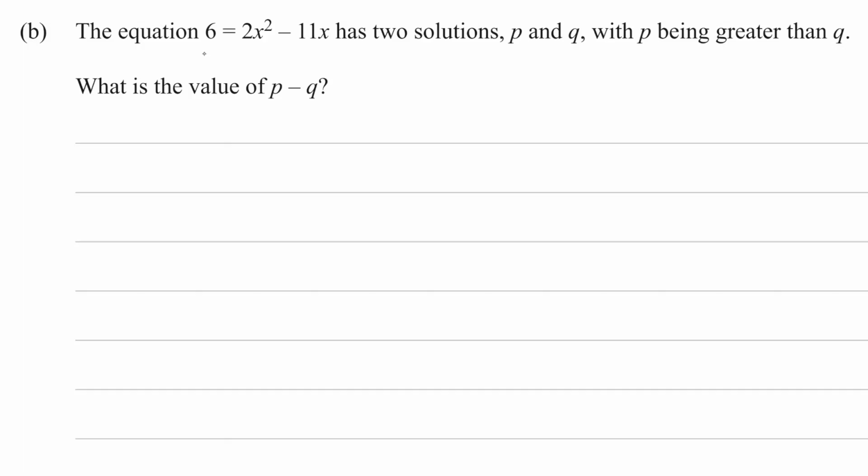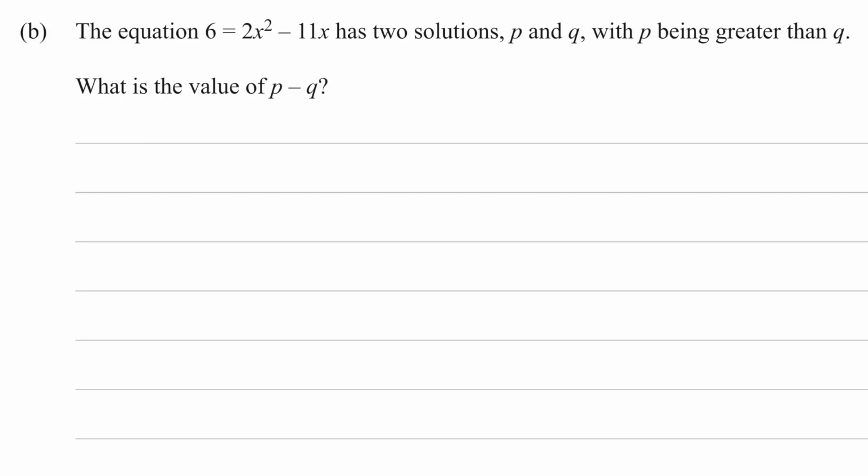We are given a quadratic equation. I know it's a quadratic equation because the highest power of x is squared. It's an equation because we have an equal sign. Who would have thought? And we're told it has two solutions. Great. And those solutions are denoted by P and Q.